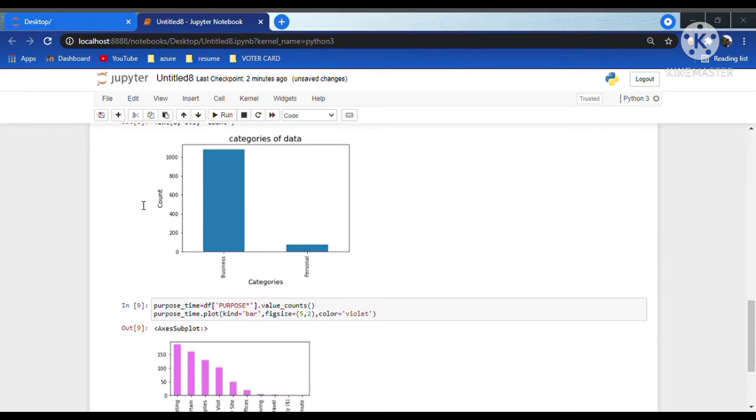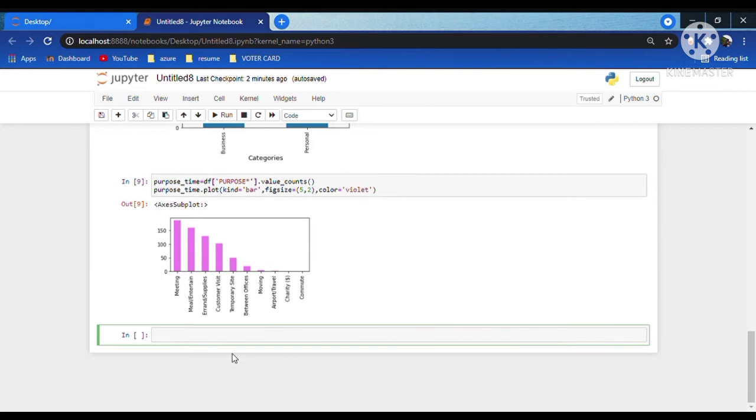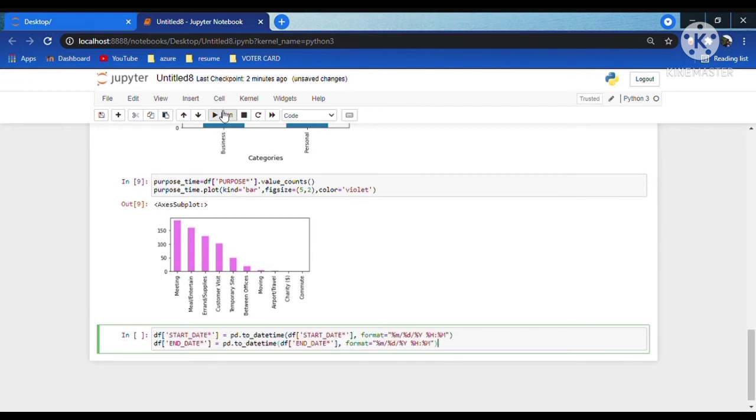And the next graph is where we are extracting the purposes and the value counts, and when and for what purposes they are using the most cabs. This is the data that we extracted in the last pink color graph, a violet color graph.